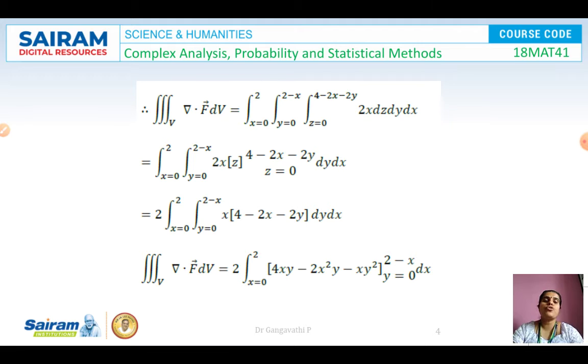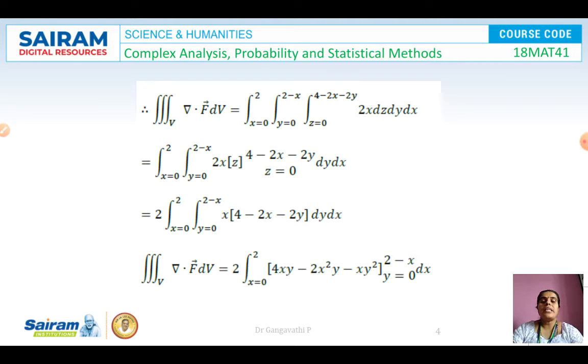So z has two variables, x and y, as its limits, so the z limit should be written at the innermost. y is a function of a single variable, so it is in the middle, and x has constant limits, so it must be at the outermost. If we follow this order, the integration process will be very easy for us.